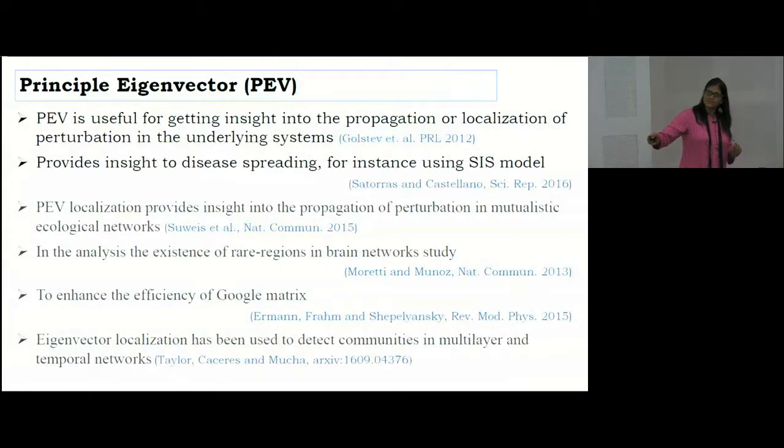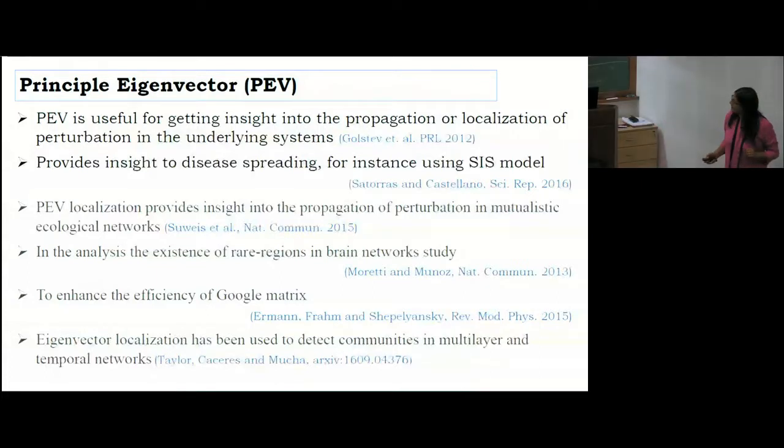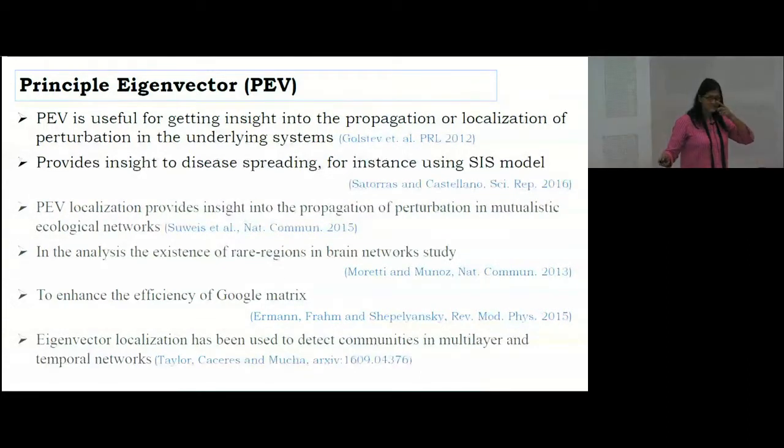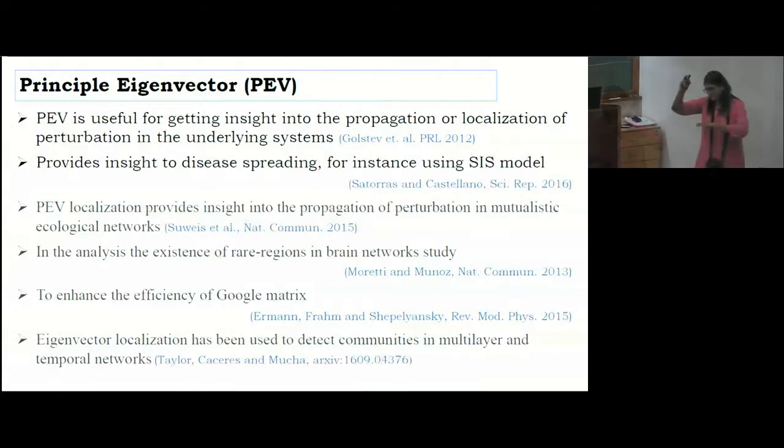The principal eigenvector is the eigenvector corresponding to the largest eigenvalue. It is useful for getting insight into propagation or restriction of perturbation in the underlying system. It provides insight into disease spreading. There is some work on mutualistic ecological networks where principal eigenvector localization has been shown to provide insight into how perturbation in a network propagates in the system. It has also been used in brain networks and in the Google matrix, recently a lot by Shepelyansky's group. And of course there is detection of communities in multi-layer temporal networks, which is similar to the detection of communities in a single layer, so this is a simple extension of that.